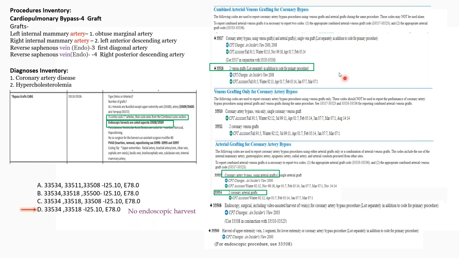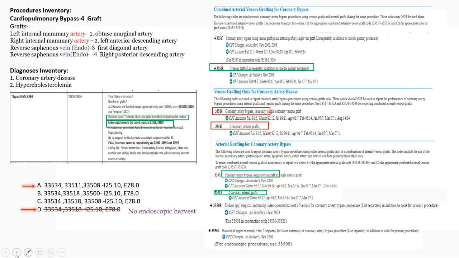So that's why option D is a wrong one. Now let's look into the next one, option A, which is coding for 33534 and 33518, which both are correct codes. Sorry, here in option A, we are having 33511. Let's see what 33511 is. 33511 is coding for coronary artery bypass using two veins.